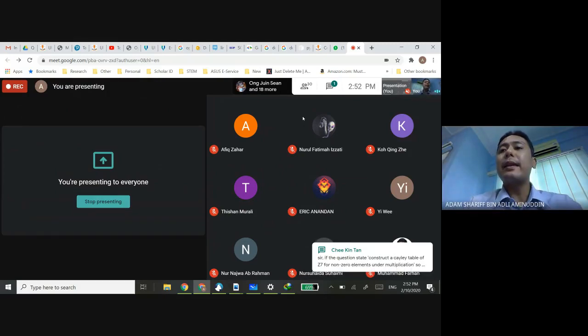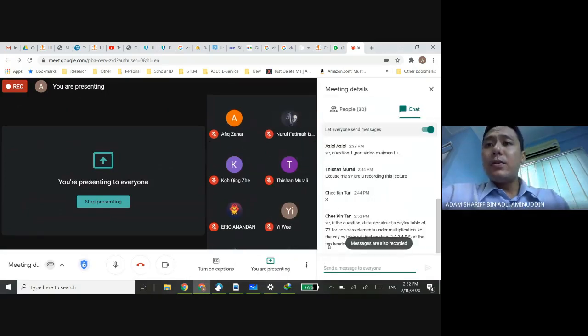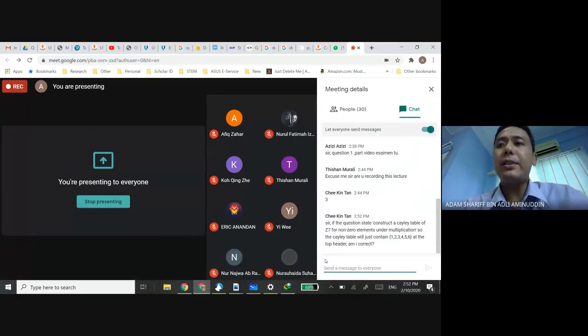So if the question states construct a Cayley table for Z7 for non-zero multiplication, so the Cayley table will just, okay, at the top header, am I correct? Okay, there is a difference between Z7 and... I repeat, construct a Cayley table of Z7 for non-zero elements. Yes, you are correct. Z7 actually consists of 0, 1, 2, 3, 4, 5, 6. However, it's stated very clearly here, Z7 for non-zero elements. So you don't need to put 0 there.